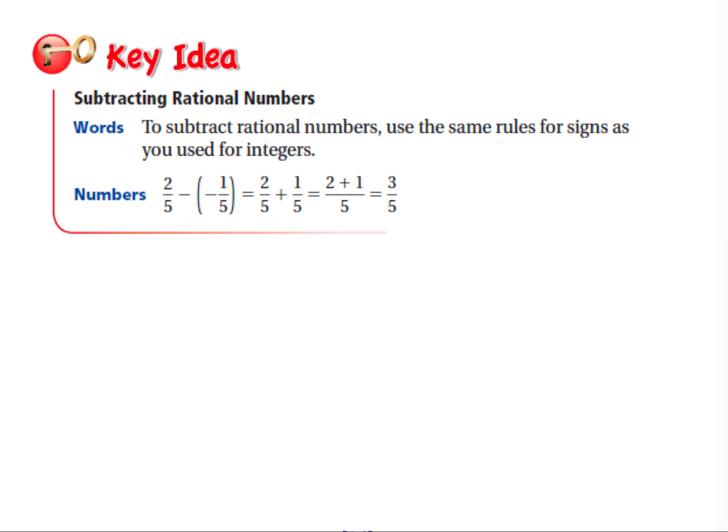So those rules, remember, boom, boom, that's add the opposite. So instead of 2/5 minus -1/5, we change to addition, change the sign, and make that an addition problem, 2/5 plus 1/5. We add our numerators, 2 plus 1 gives us 3/5. If you're adding with fractions, you do need a common denominator before you add or subtract.